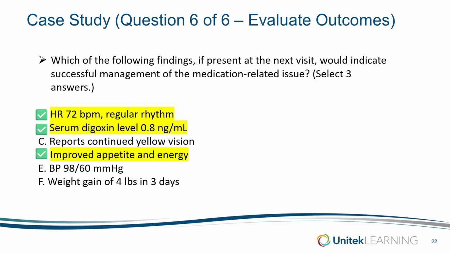Safe outcomes would include a normal heart rate of around 72 beats per minute, a therapeutic digoxin level between 0.5 and 2.0. Here we have a 0.8, which is good, and improved appetite and energy is good. We want to make sure that we're not selecting ongoing yellow vision, which indicates the issue isn't resolved yet, and the sudden weight gain would mean fluid retention and worsening heart failure.